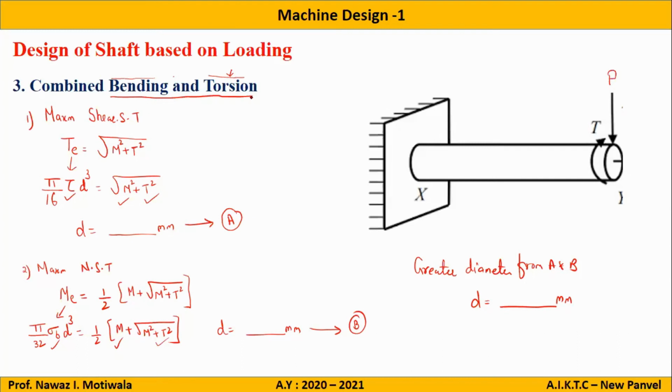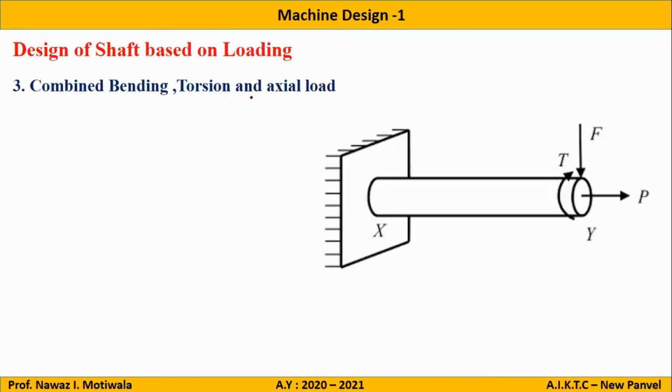The last part is this one: combined bending, torsion and axial load. All the three are applied. So again you can see from the figure, torque is applied, bending load is applied, and axial load is also applied. So what you will do here, in case A, we will find out the diameter based on the maximum shear stress criteria, which we have seen in the previous slide.